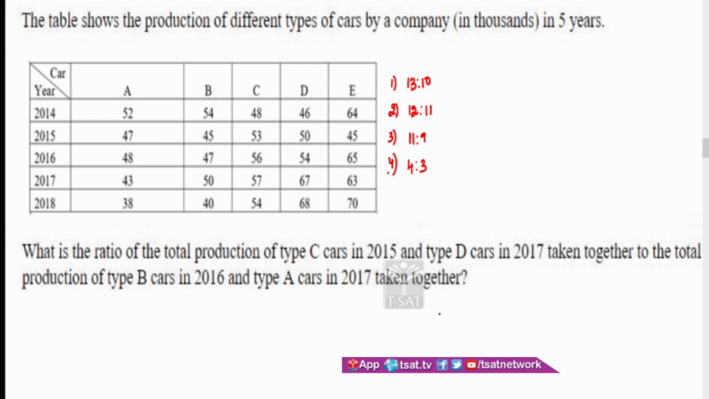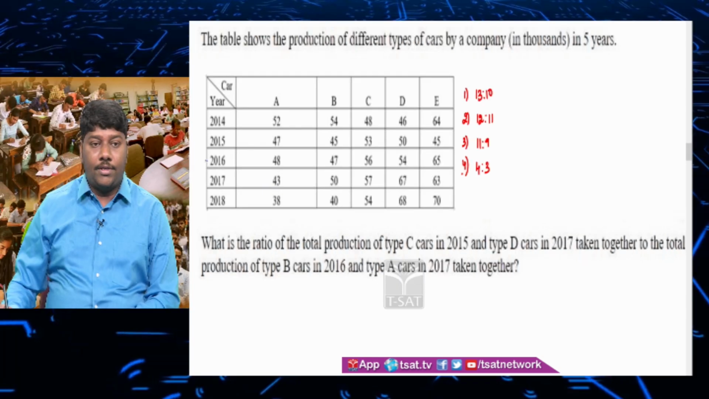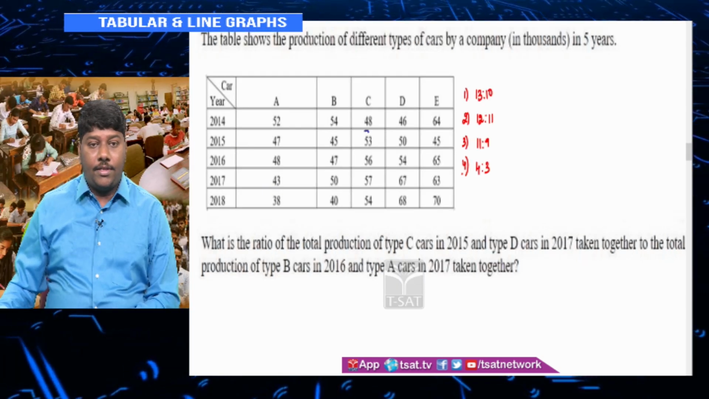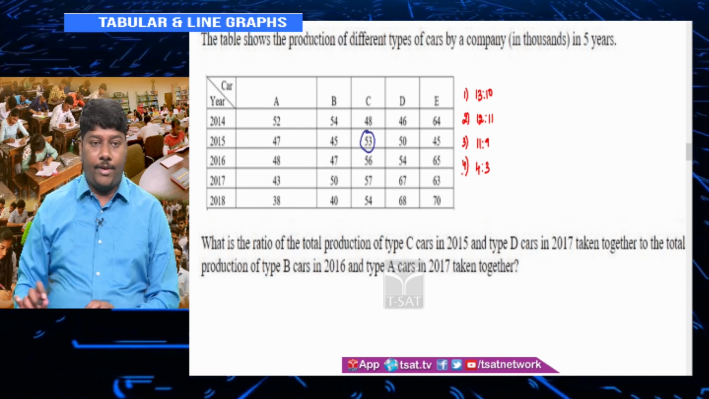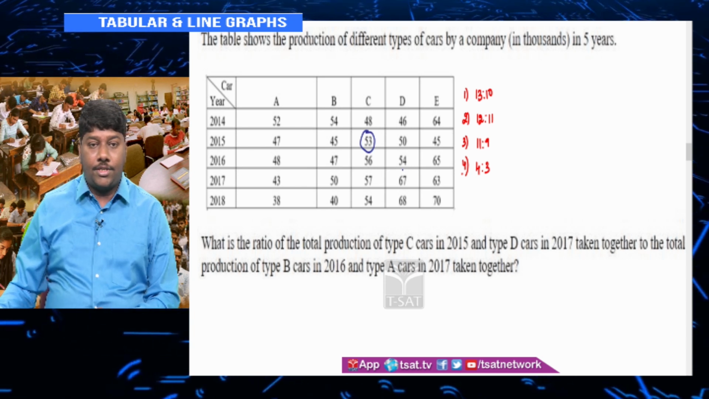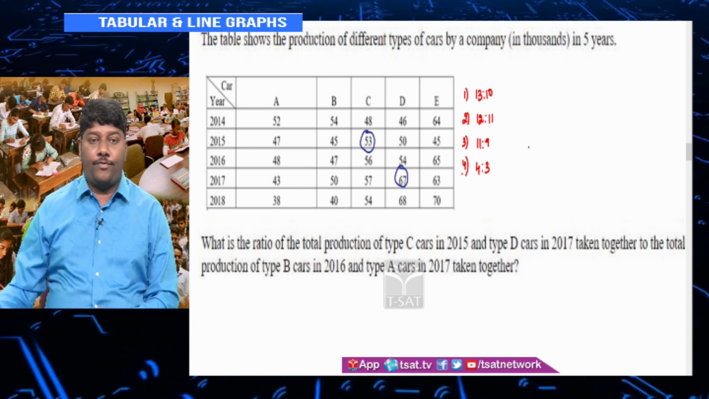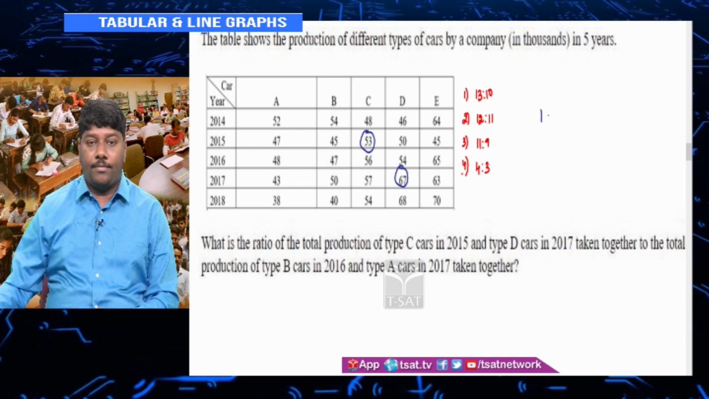What is the ratio of the total production of type C cards in 2015 and type D cards in 2017 taken together to the total production of type B cards in 2016 and type A cards in 2017 taken together? So he is asking you the ratio. Total production of C in 2015 is 53. Then type D in 2017 is 67. 67 plus 53 is 120.